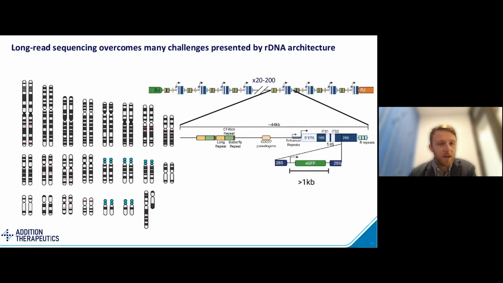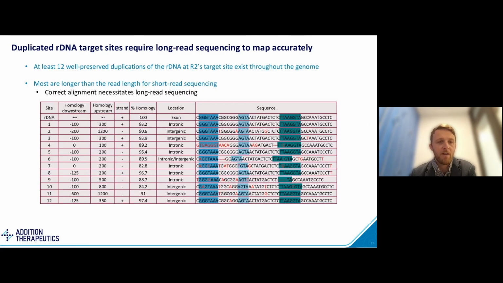Additionally, when looking at this karyotype, you can see that there are some regions I've highlighted in pink, and these represent duplications of R2's specific target site throughout the genome. There are at least 12 well-preserved duplications of this target site, and most of them have homology longer than the read length for short read sequencing.